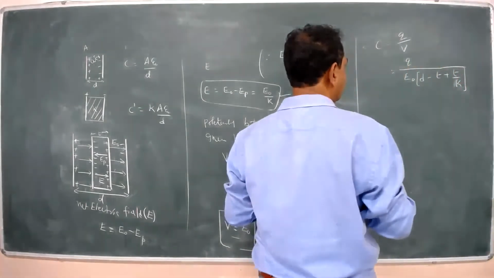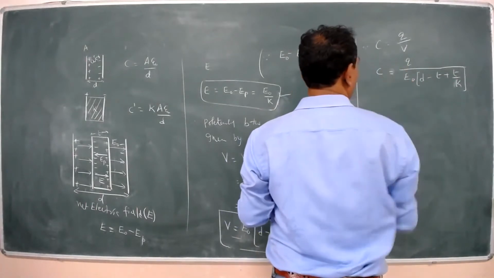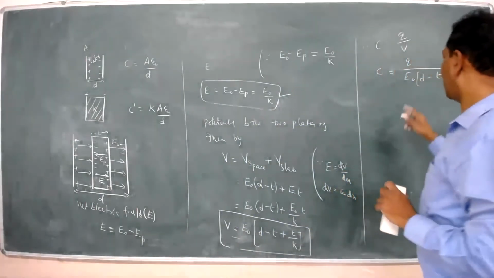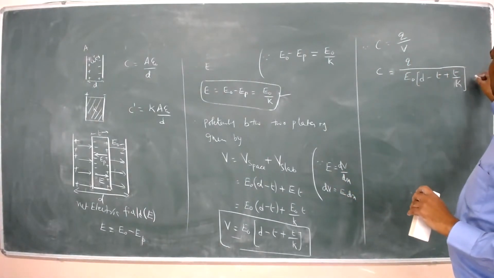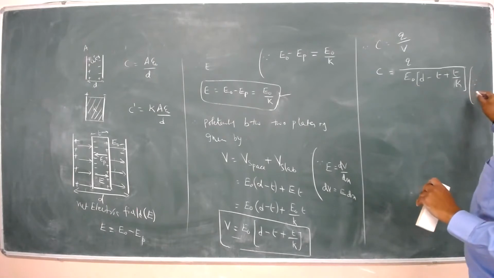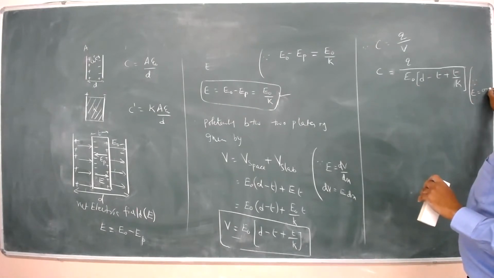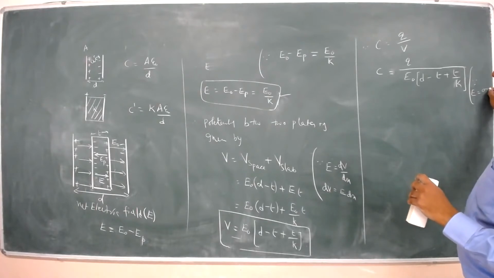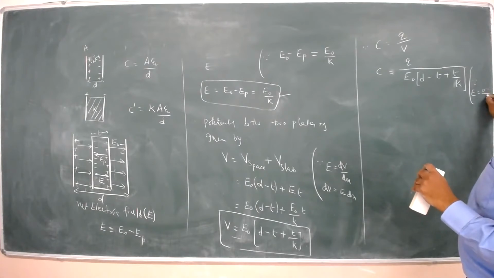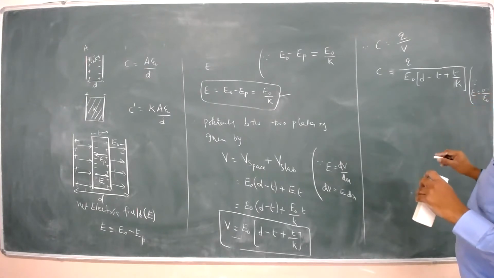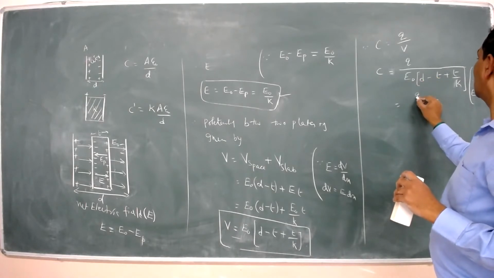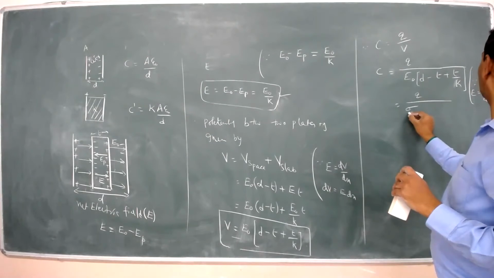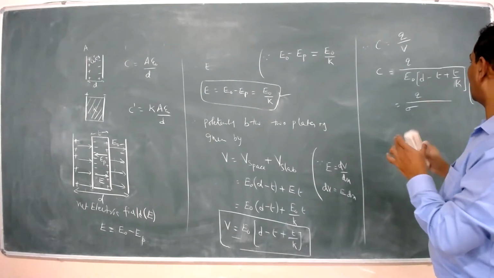So therefore, here also we can write this. This can also be written as, since we know that E naught is equal to sigma by epsilon naught, we can write sigma by epsilon naught. If I substitute that formula, then we can get here Q by sigma by, or otherwise I can write like this also.